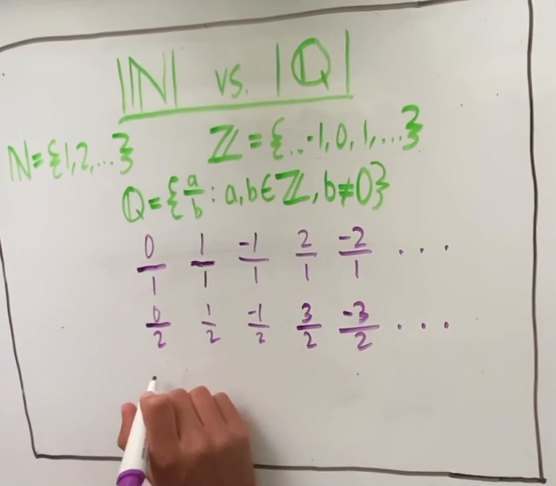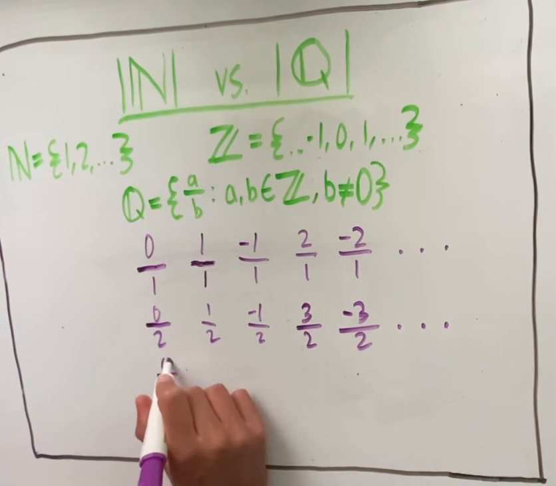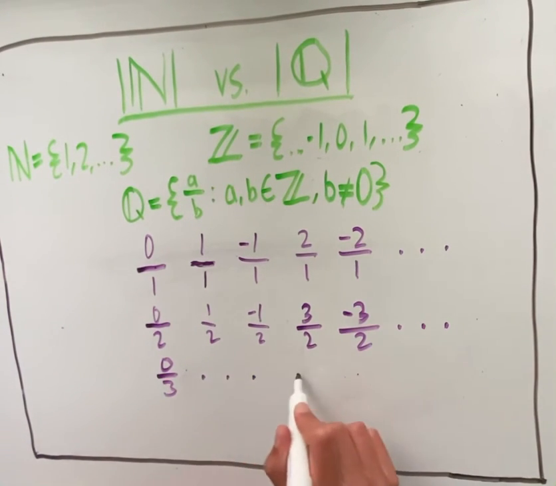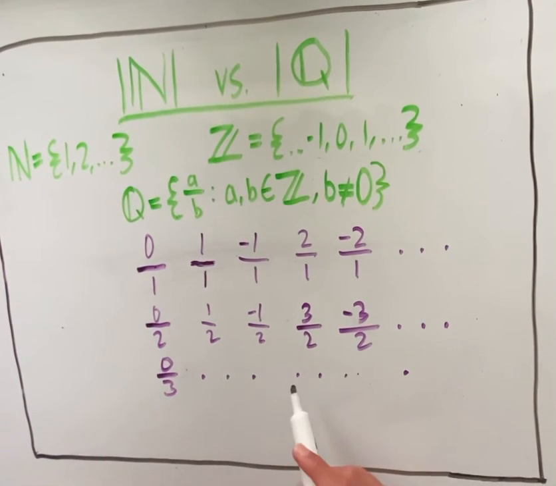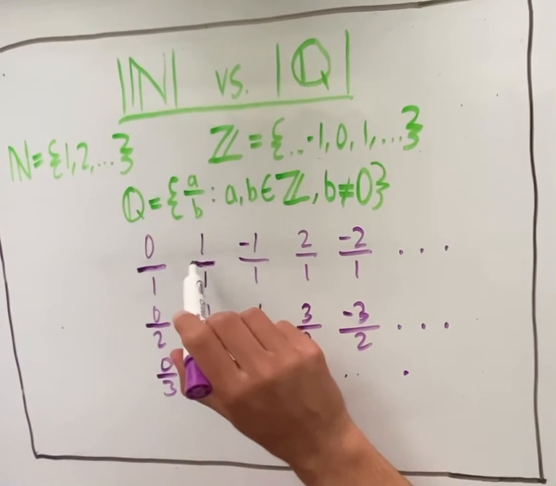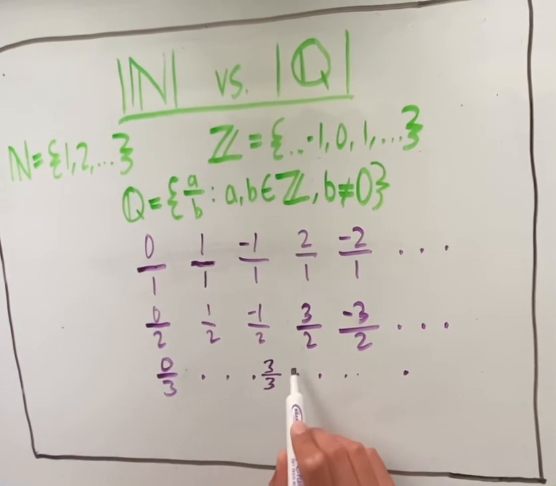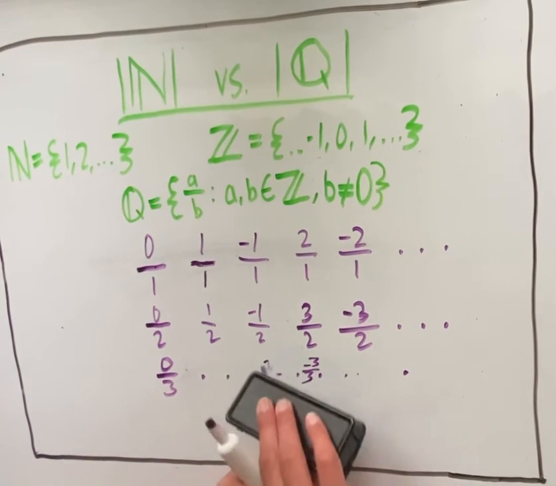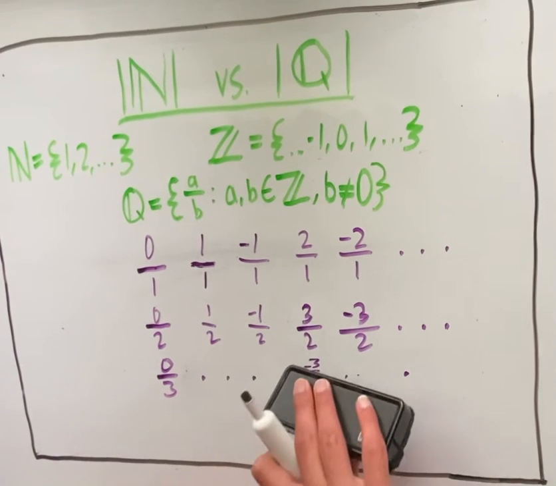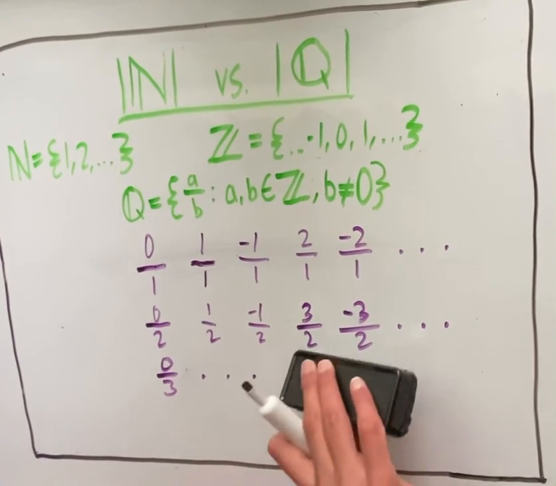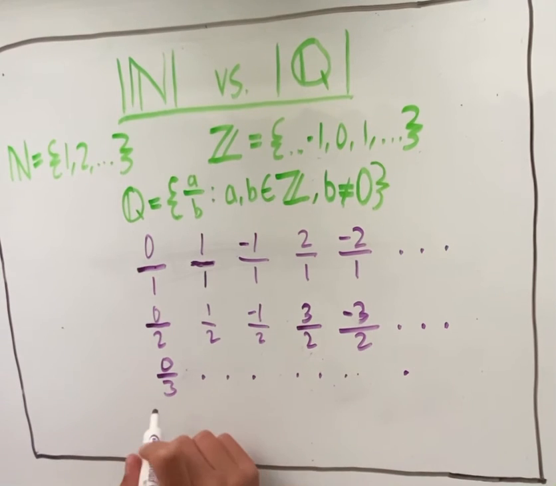And then we can move on to 3 in the denominator and do the same thing. Again, skipping over anything that's already been listed. Actually, every third one will be an integer. So you'll still have to skip some in this row as well. So for example, 3 divided by 3 and -3 divided by 3. But that's the basic idea. You have a way to list everything that has a denominator of 3 as well. And you can really continue this for growing denominators, 4, 5, 6.